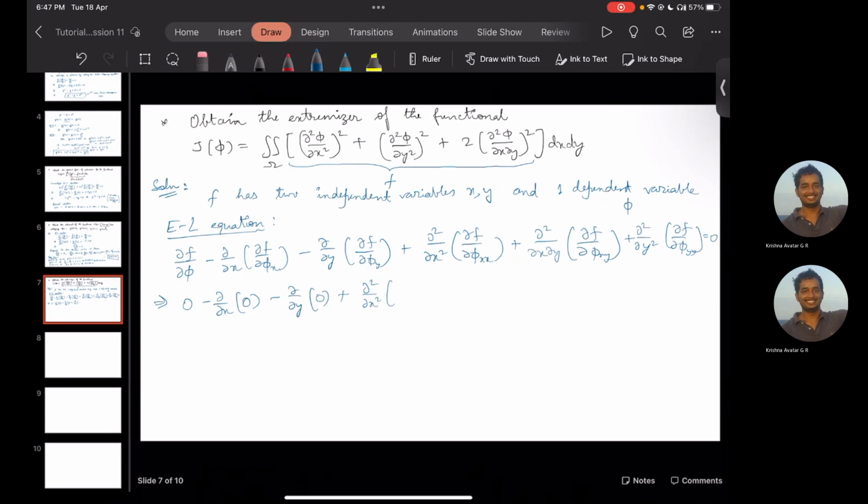And then the derivative with respect to phi double x is 2 phi xx, plus with respect to xy is 4 phi xxyy, is it not? And then plus 2 phi yyyy equal to 0. Now what we do is let's factor out 2 throughout.